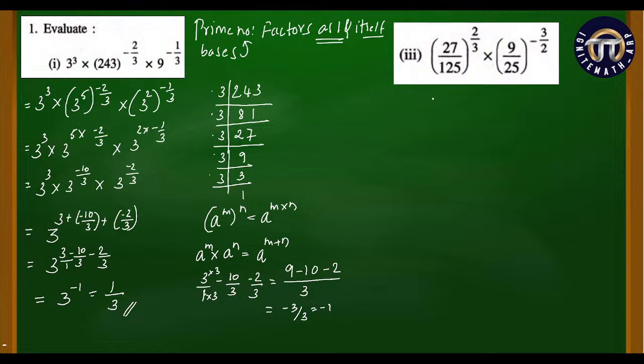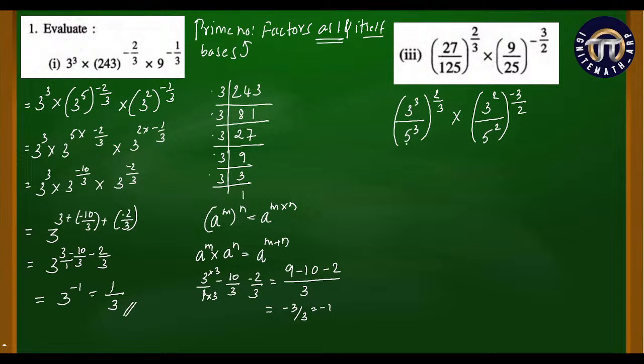Now let me take the other example over here. Okay, so the second example was quite simple in this exercise, so I have taken the third example directly. So now over here 27 is there. You must know 27 is not a prime number. Okay, so I need to prime factorize 27. So what I do, I will write 3 to the power of 3 by, again 125 can be written as 5 to the power of 3 to the power of 2 by 3, into 9 can be written as 3 to the power of 2 by 5 can be written as 5 to the power of 2 to the power of minus 3 by 2.